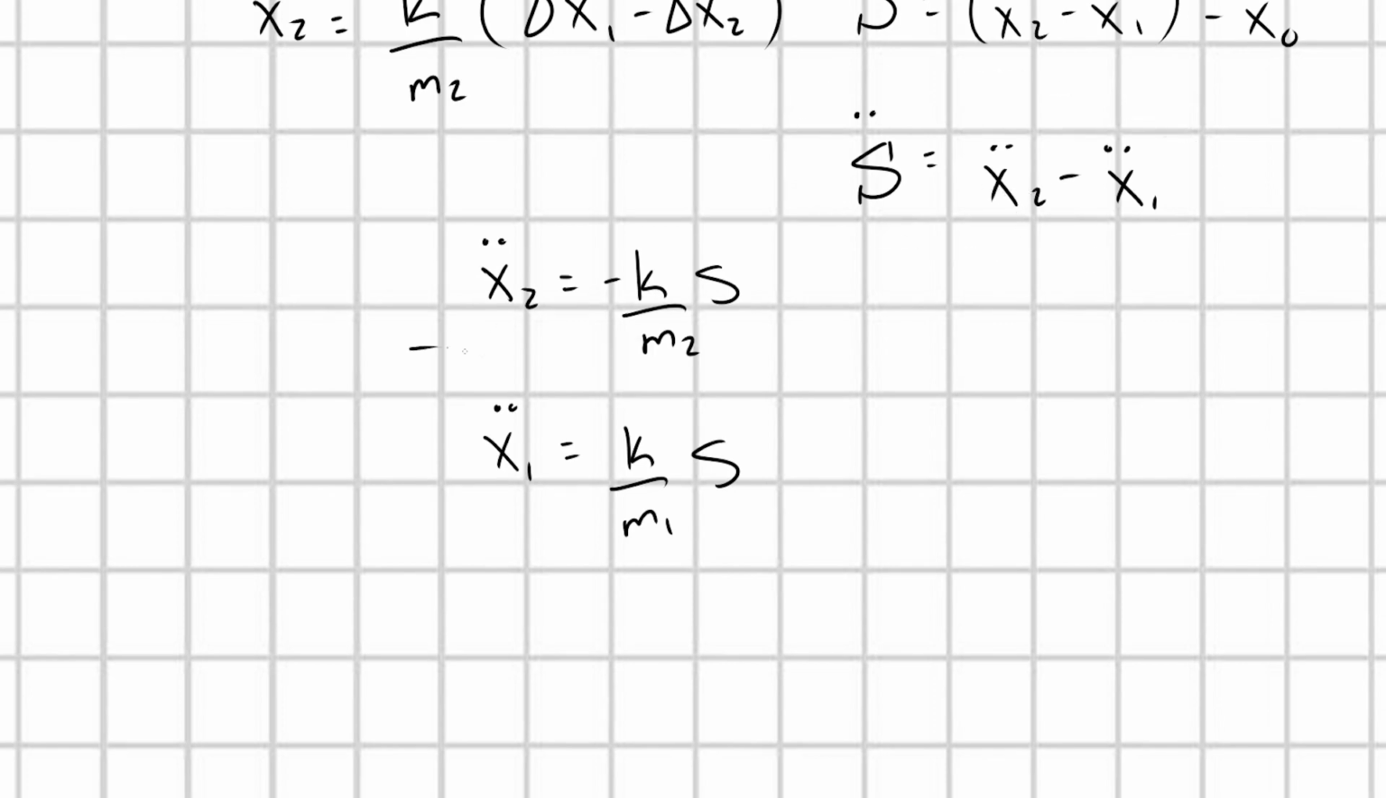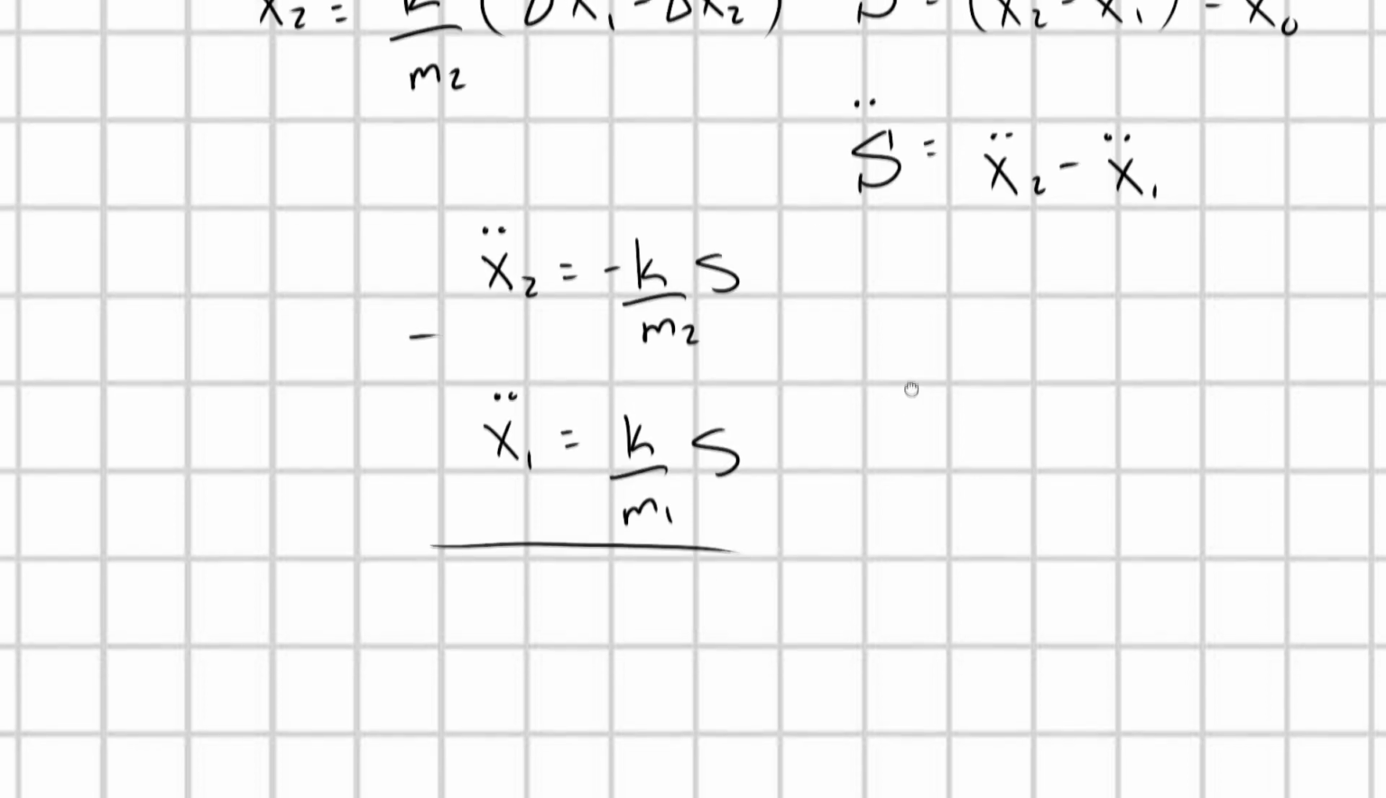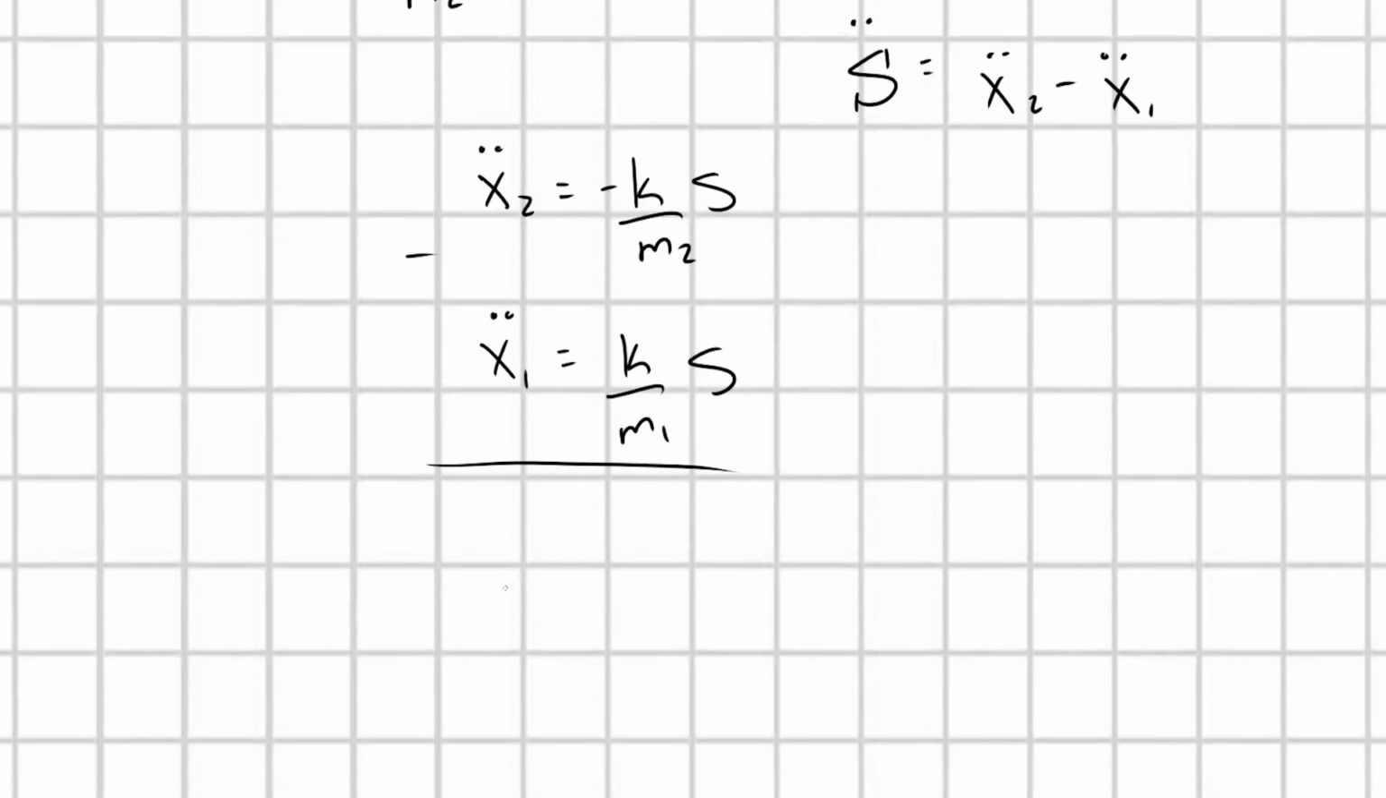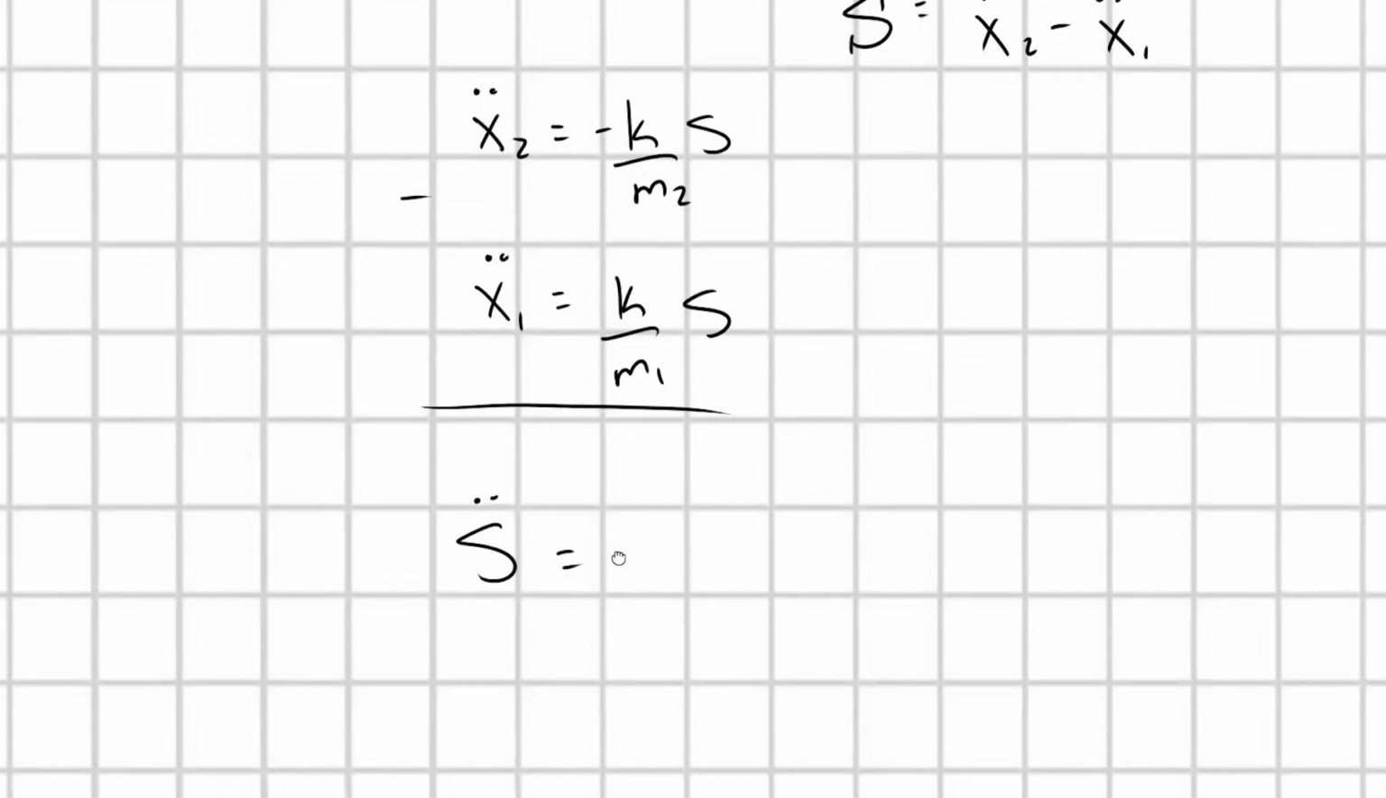I'm going to subtract through these differential equations, and that's going to give me x2 double dot minus x1 double dot. And what is that? Oh, right, that is s double dot. And this is going to be equal to minus k over m2 s minus k over m1 s. Is there a way we can combine these terms together really nicely?